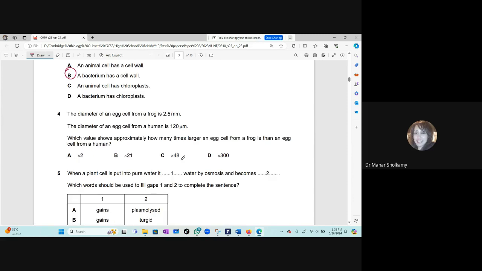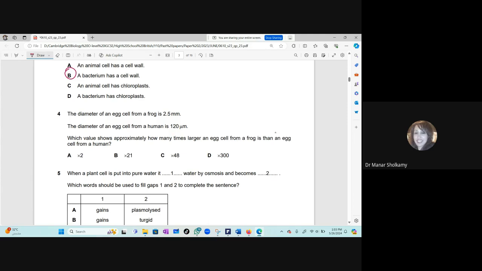4. The diameter of an egg cell from a frog is 2.5 millimeters. The diameter of an egg cell from a human is 120 micrometers. Which value shows approximately how many times larger an egg cell from a frog is than an egg cell from a human? First, are the units the same? No. So we have to make the units the same, either both millimeters or both micrometers. But if we have a smaller unit, we always make both units the smaller unit.